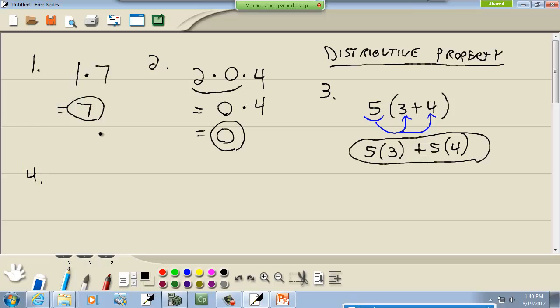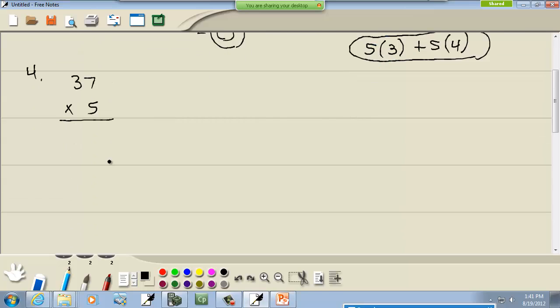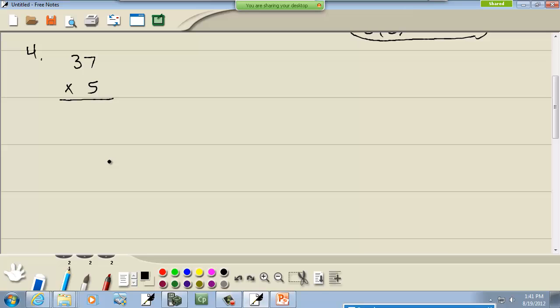Take a look at our fourth example. We got 37 times 5. Now, if you got just single-digit numbers, then multiplying it like you did the first two problems is the best way to go. But when you start getting into two-digit, then vertical format is the best.